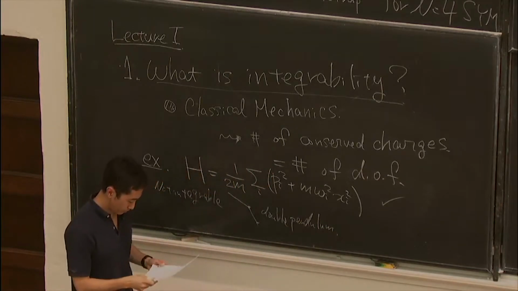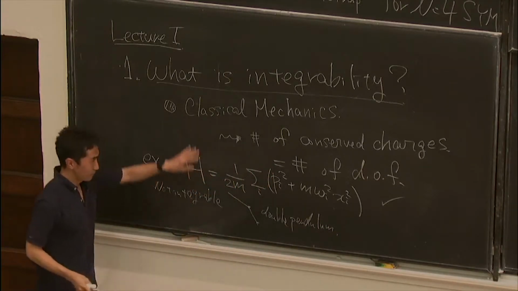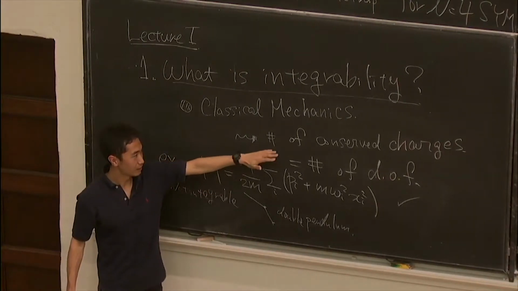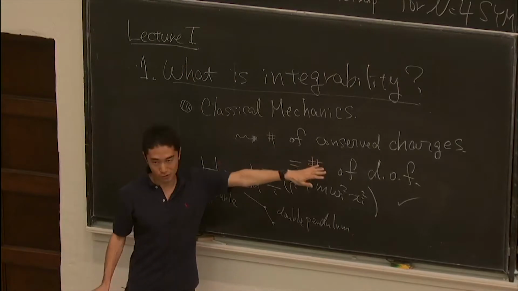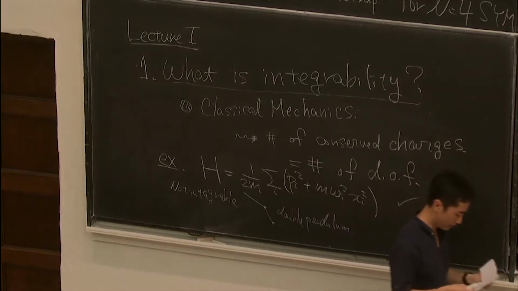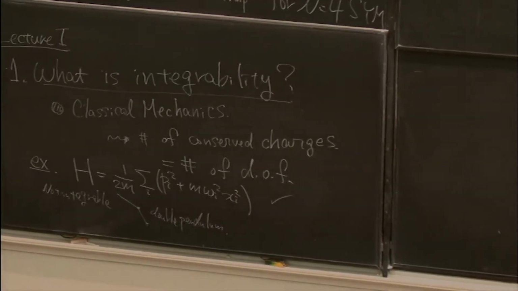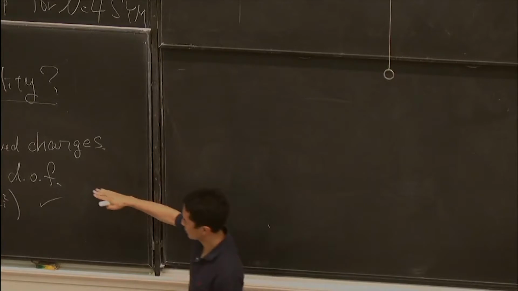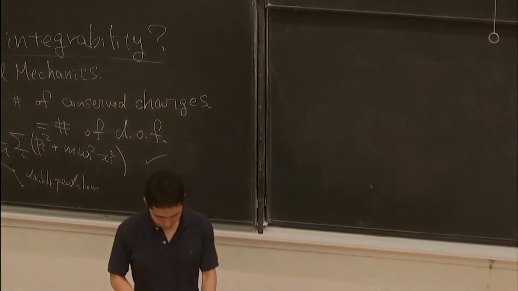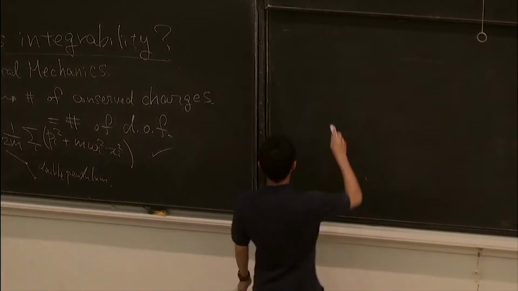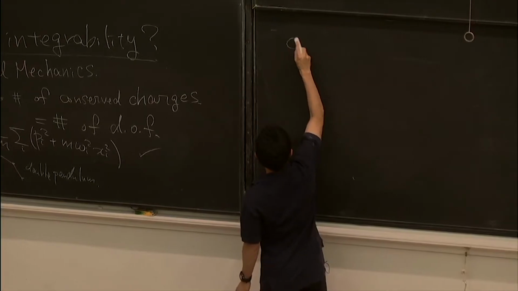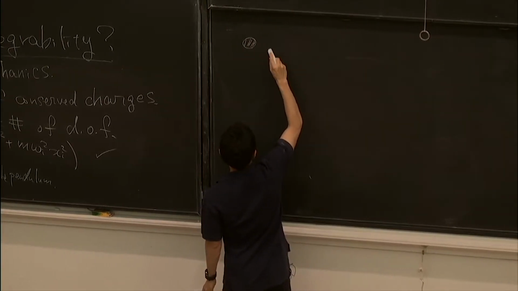And this notion of integrability naturally extends to quantum mechanics, but in quantum mechanics, you need to make sure that those conserved charges are mutually commuting. So in quantum mechanics, if you have the same number of commuting conserved charges as the number of degrees of freedom, then you can say the system is integrable. Okay, so that's the definition in classical mechanics and quantum mechanics. But what we are interested in is quantum field theory.